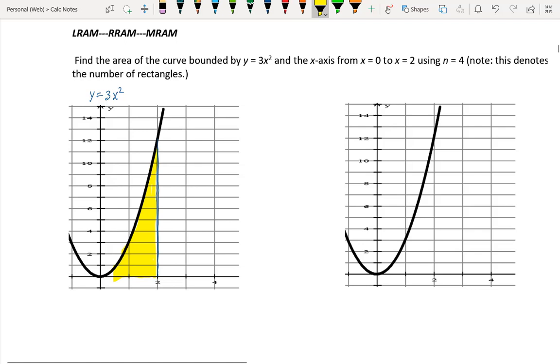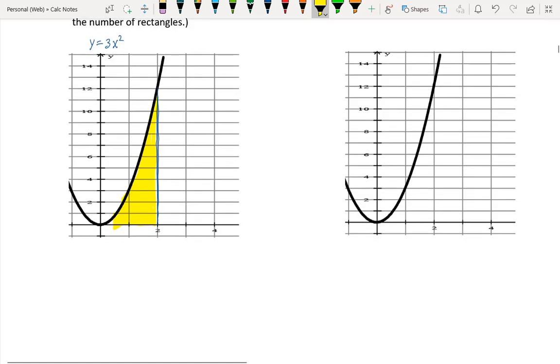Okay, I've got my equation. Now this time you can hopefully kind of understand why I have an equation, because some of these rectangles are not going to be obvious in their height. So the first thing I want to do is look at the size of the interval. The size of my interval is 2 units. Okay, so I need 4 intervals, and these are all going to be the same. 4 intervals.